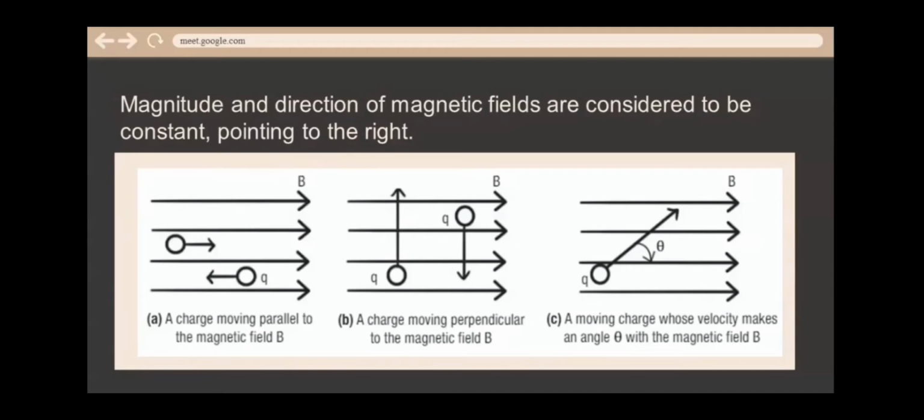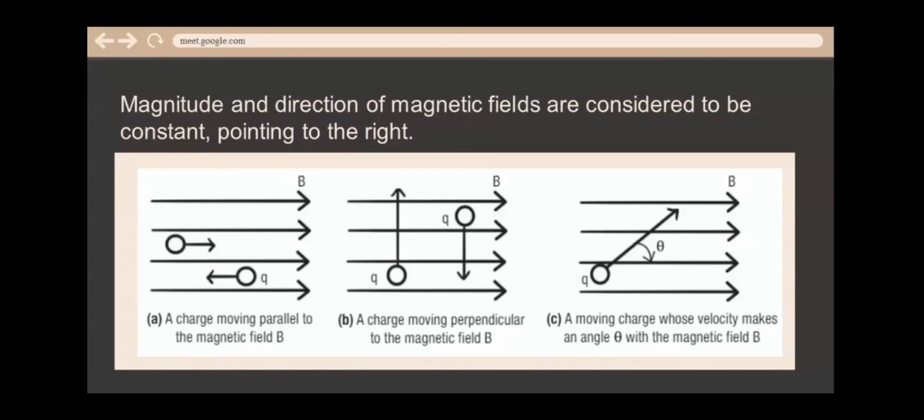The magnitude and direction of the magnetic field are considered to be constant, pointing to the right. So A, in the first figure, the charge moves parallel or anti-parallel to the field. In this case, the charge does not experience any magnetic force. And B, in the second figure, the charge moves perpendicular to the magnetic field, so it experiences the maximum magnetic force possible.